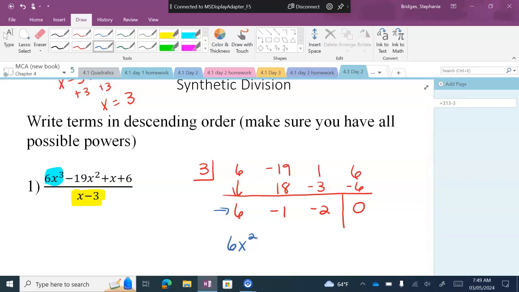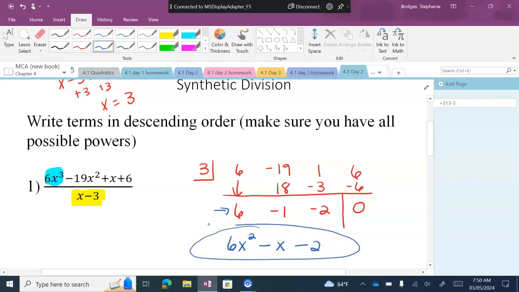Okay, and then below an x squared would be an x to the first, right? So that's going to be a negative 1x. You can put the 1 there if you want to. The last number will be our constant term. And again, we did not have a remainder, so that is my answer.